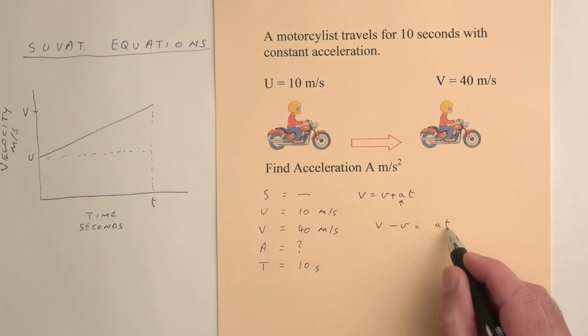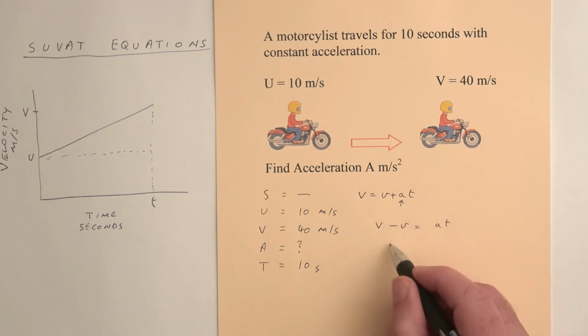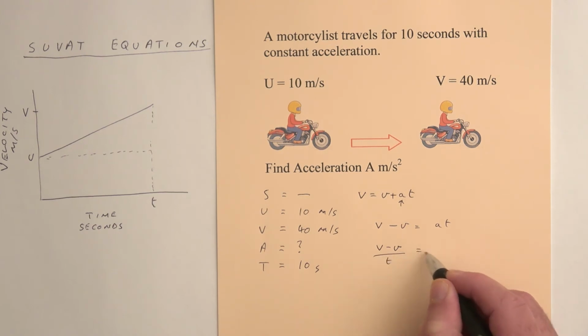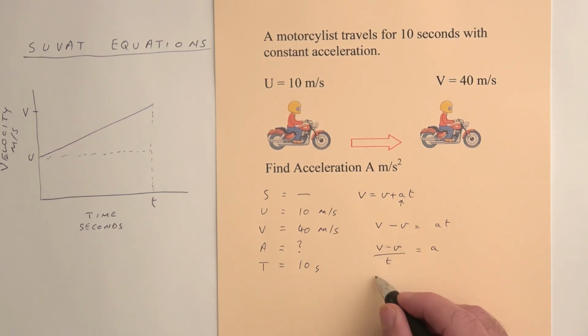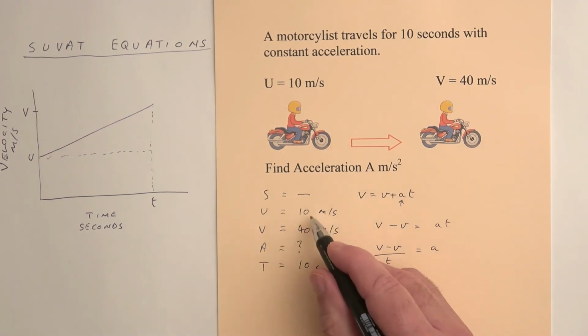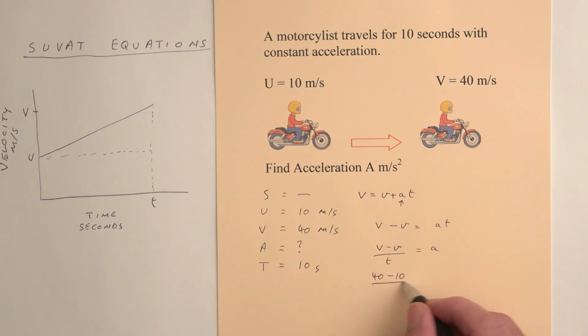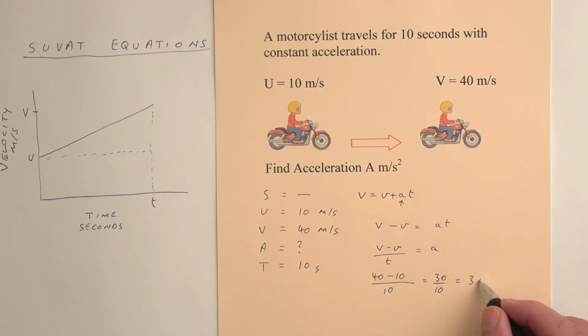So I've moved the u over to the other side, and now that's times by t, so we've got to divide by t. Right, that's got a on its own, so that lot will equal a, so we put it all in. 40 minus, what is it, 10 over 10, yeah. Okay, that's that one done.